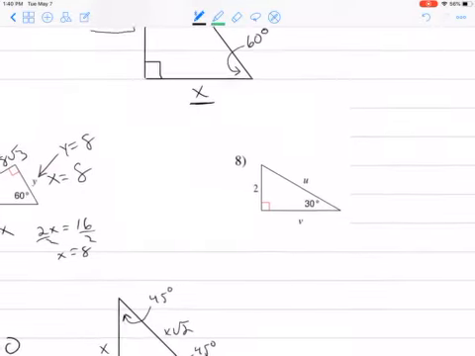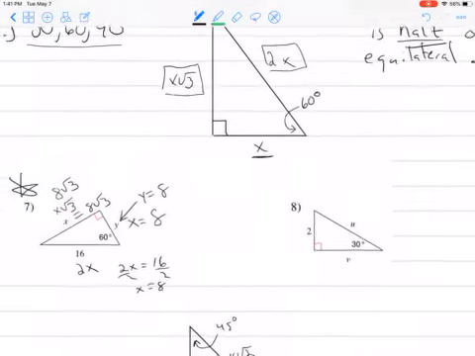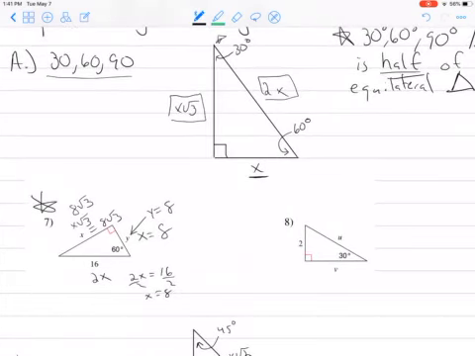These are my favorites. So let's label this one, all right? So again, I'm looking down here. Across from the 30 should be x. So in this case, x equals 2. My hypotenuse should be 2x. So this is 2x right here, which means this is x root 3. All right? So if I know x is 2, 2x is 4. So in this case, u equals 4.